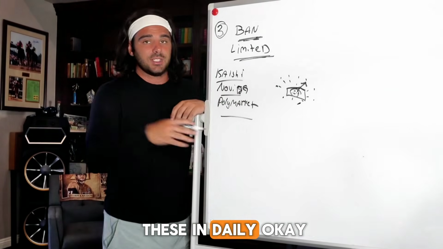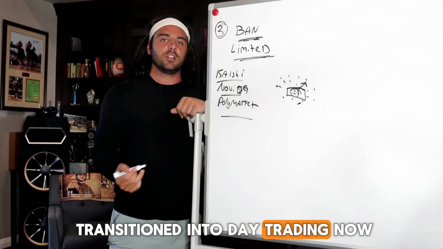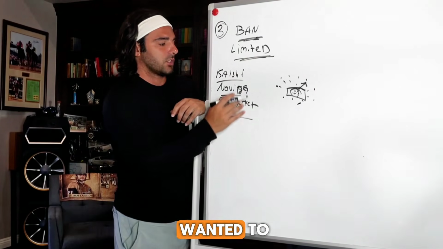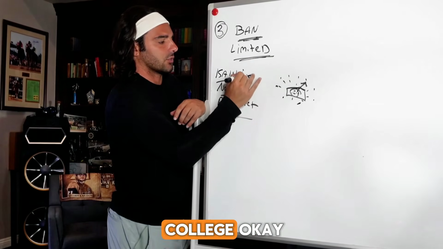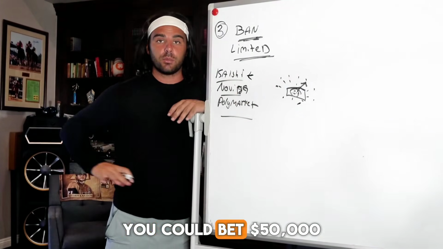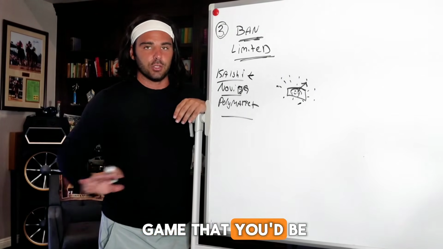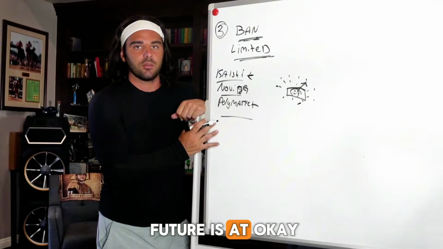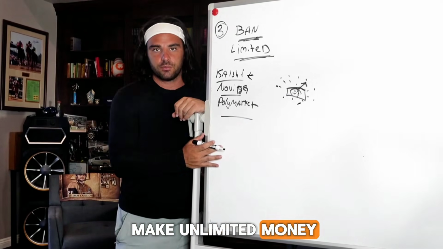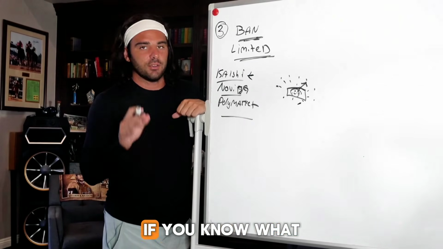You can literally put these in daily. This is sports betting transitioned into day trading, where you could literally take $50,000 if you wanted to and put it on a game here at Kalshi. If you had the bankroll to sustain that, you could bet consistently. You could bet $50,000 on games because the volume is there for mostly every single game you'd be looking at. That is where the future is at. This is where you're going to be able to make unlimited money. You're going to make so much money that you're not going to have to work a regular job if you know what you're doing.